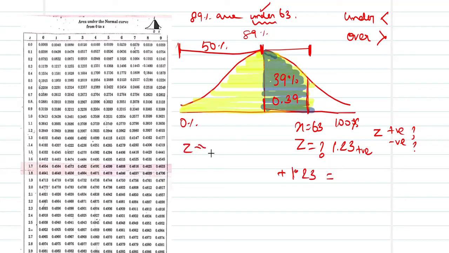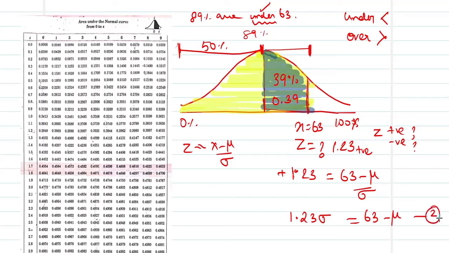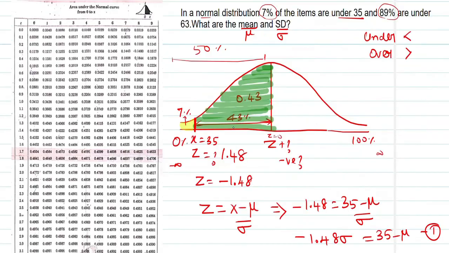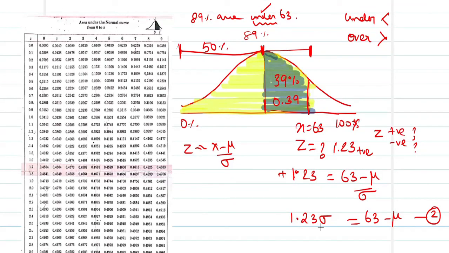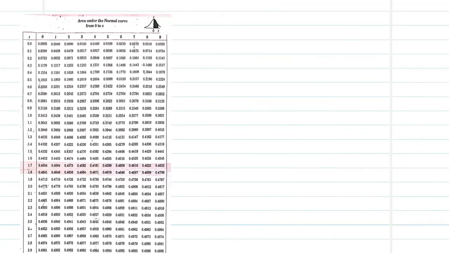Z is equal to x minus mu divided by sigma. So what is the value of x? 63 minus mu divided by sigma. Cross multiplying, what will you have? 1.23 sigma will be equal to 63 minus mu. You can mark this as equation number 2. So what we have is, the first equation is 1.48 sigma is 35 minus mu, and the second equation is 1.23 sigma is 63 minus mu. So we have two equations.